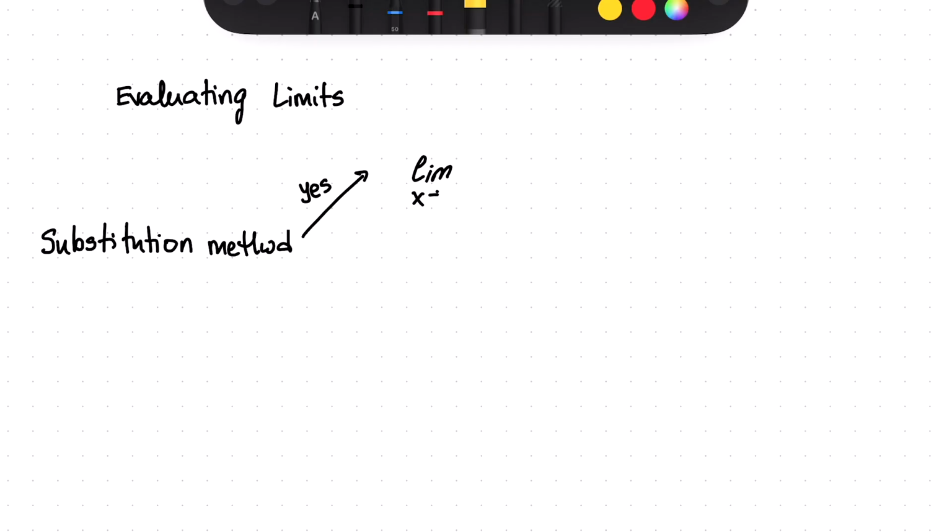Let's say we're given a problem where you can use the substitution method right away. The example I have is the limit as x approaches -1 of the function 3 to the x. The substitution method is exactly what it sounds like. You need to substitute x for -1, so you plug in -1 where you see x. When we plug in, we get 3 to the -1, which is equal to 1/3.